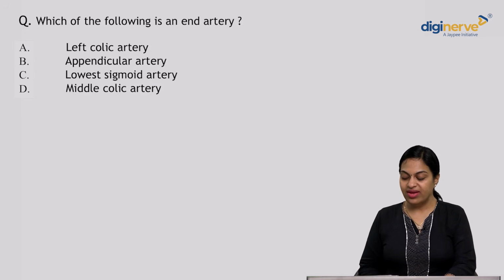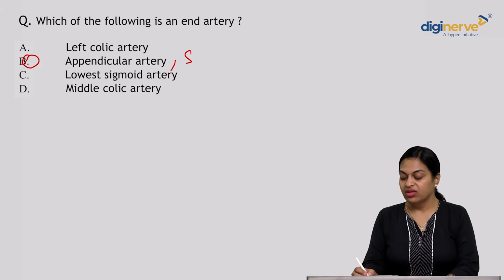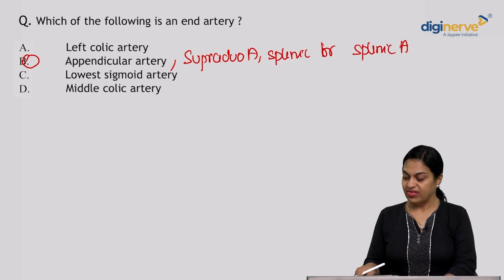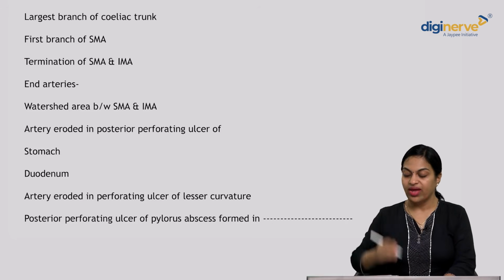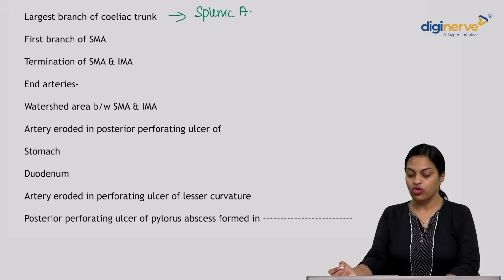Which of the following is an end artery? The appendicular artery, the supraduodenal artery of Wilkie, the splenic branches of the splenic artery are end arteries. Come on, let's answer it together. The largest branch of the celiac trunk is the splenic artery, which is tortuous.